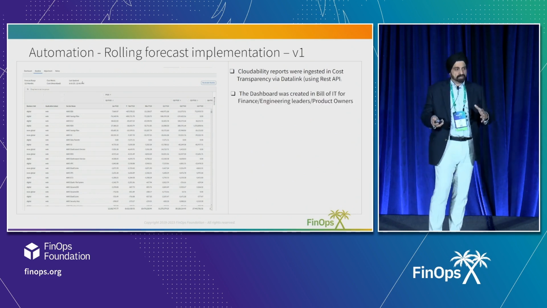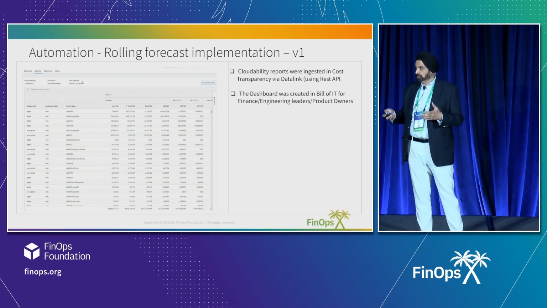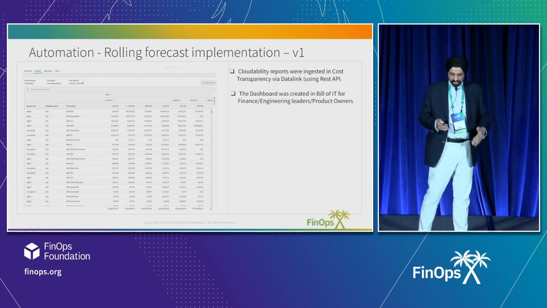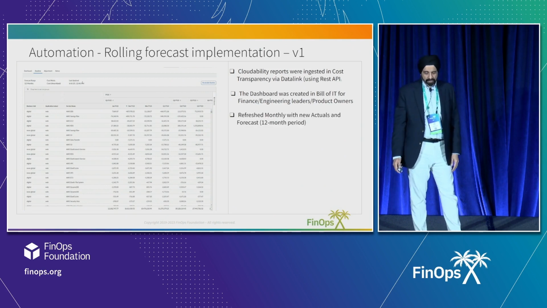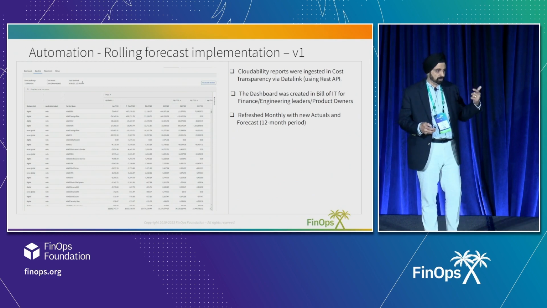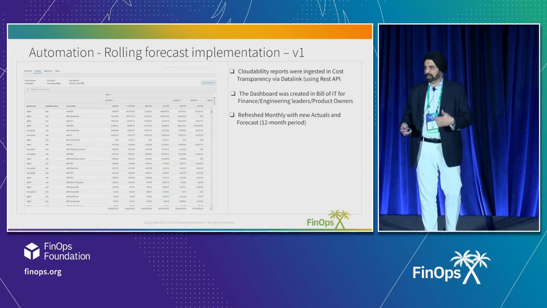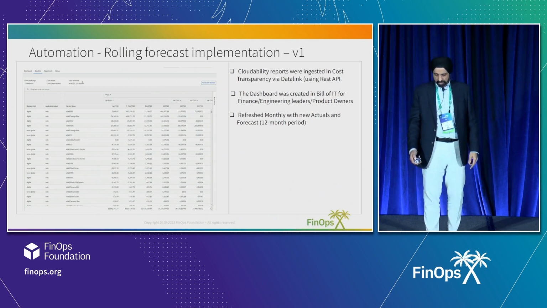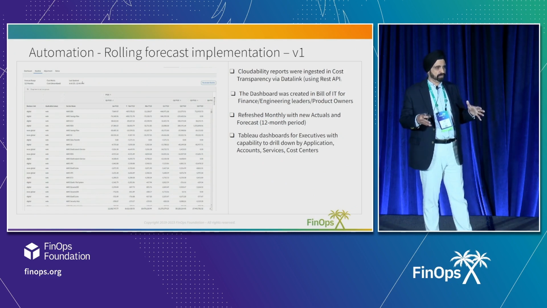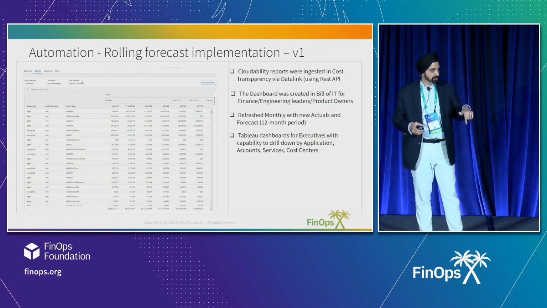Then we used another dashboard from another tool from Apptio called Bill of IT to generate those dashboards and give access to all the stakeholders. And then, of course, we refresh that every 12 months, like I said. So we run our schedulers every month to generate the data, the forecast and the actuals. And for executives, we had to have another dashboard, which they're comfortable with, to present the data to them so they can drill the data down.